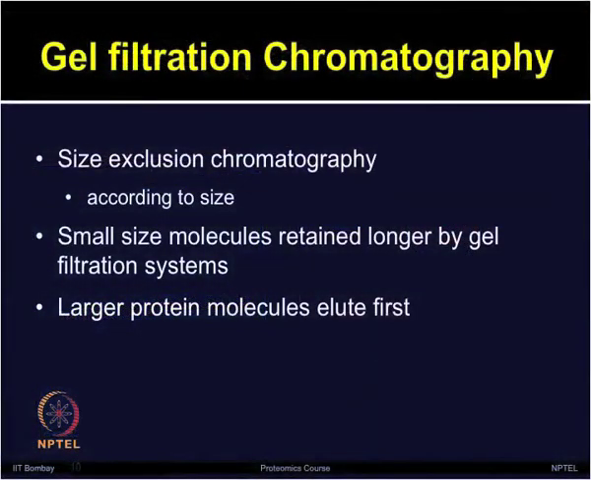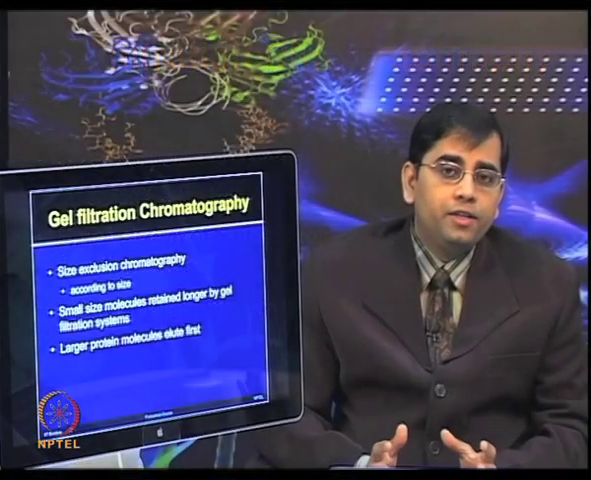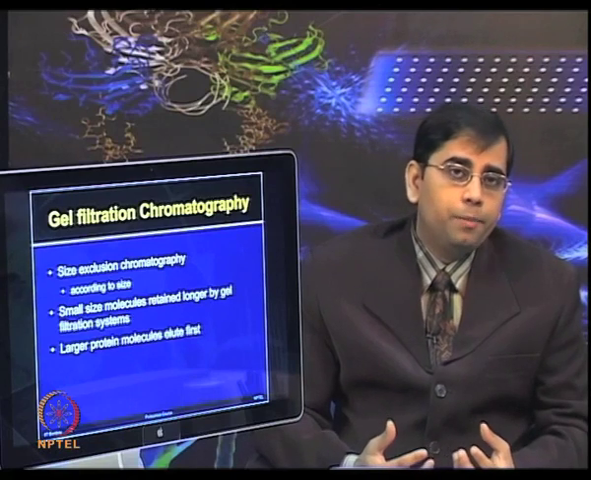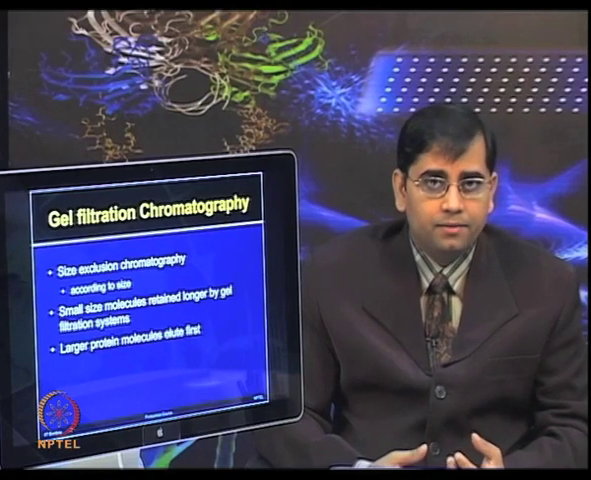Gel filtration chromatography is also known as size exclusion chromatography. It means the molecules are separated according to their size. Small molecules, such as salt, will be retained longer by the gel filtration system, and larger molecules such as proteins will elute first, because they cannot enter inside the porous beads, and so they can be separated based on size.